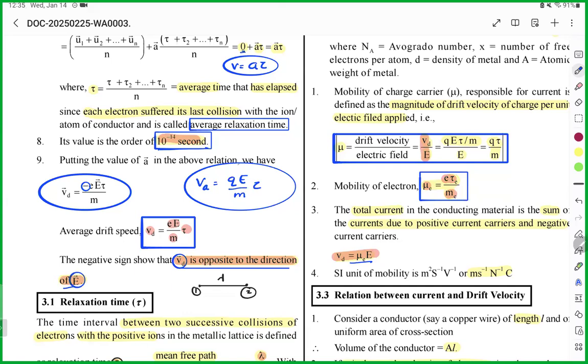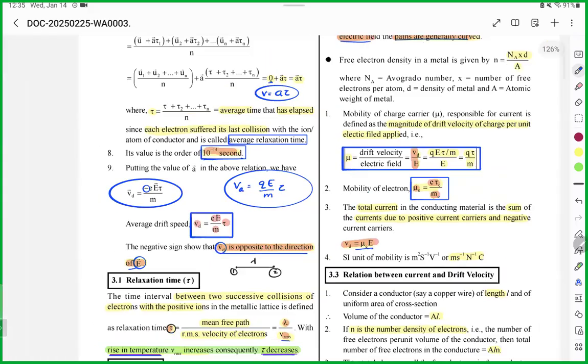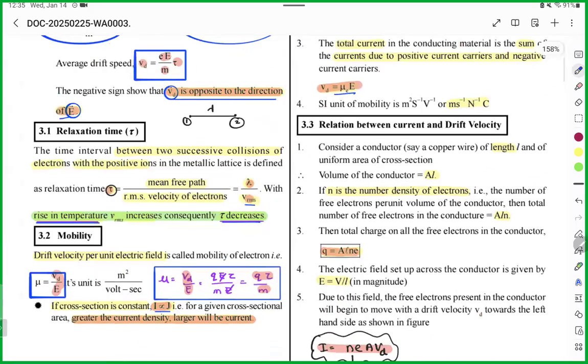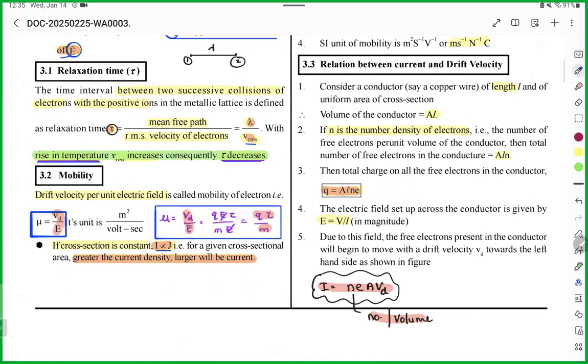Any doubt, guys? Should I explain this again? No, sir. No, sir. Anybody? Anvita? No, sir. Pratigya? Pratigya, are you there? Chandana?